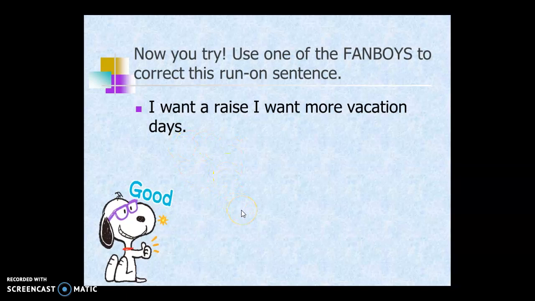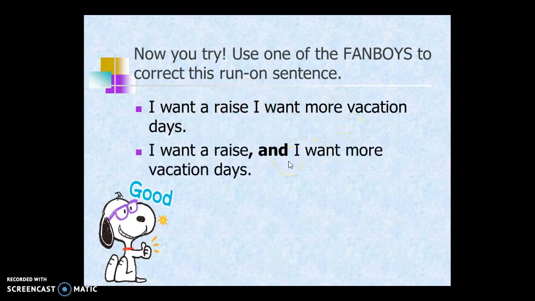Use one of the FANBOYS to correct this run-on sentence. I want a raise. I want more vacation days. This one is a run-on sentence. You have no period that will separate one idea from the other. So how do we fix this? I want a raise, comma, and I want more vacation days. I want two things that have a positive impact on my life: vacation days and a raise.